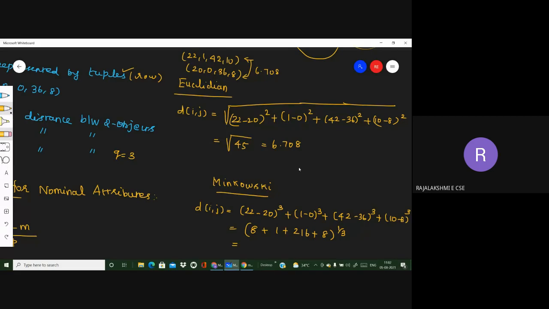216 plus this is again 8, to the power of 1 by 3, correct? What is the value you are getting here? 8 plus 9. Cube root of 233. Okay, cube root of 233. Put 233 into the calculator with power 1 by 3. What do you get? 6.153. So the Minkowski distance is saying the value as 6.153.